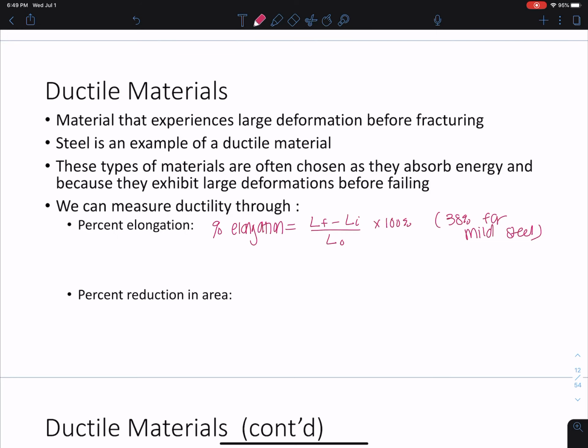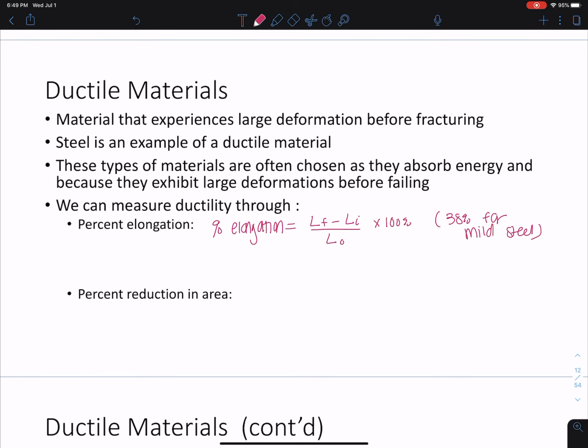Okay, and we can also measure the percent reduction in area, as A initial minus A final over A initial times 100. And this is around, wow, my handwriting is getting terrible right now. Okay, we'll say it's around 60% for a mild steel. And these are both measures of ductility that we have.